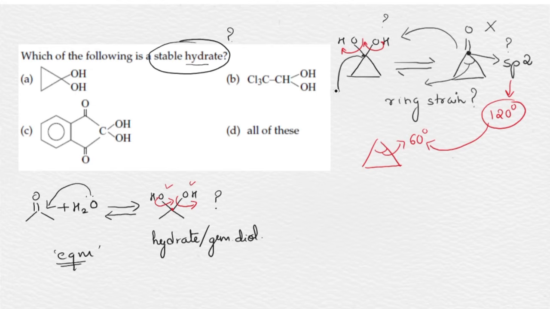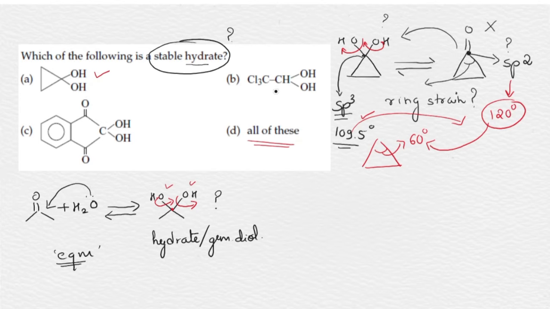In the hydrate molecule, the carbon here is sp3 hybridized. Whenever the carbon is sp3 hybridized, the expected bond angle is 109.5 degrees. Right? So compare the bond angles now. Which is closer to 120? Obviously 109.5 degrees. So less ring strain in the molecule. Hence, it prefers to be sp3 hybridized. That means it prefers to be a hydrate rather than a ketone molecule. Hence, this is stable as compared to its corresponding carbonyl compound. But whenever you see all of these options, it's always better to check the other two molecules also.